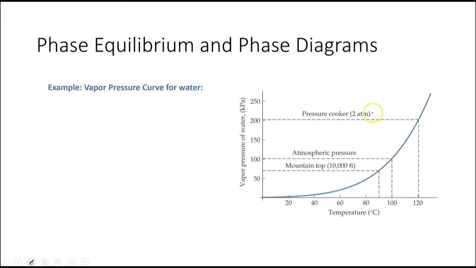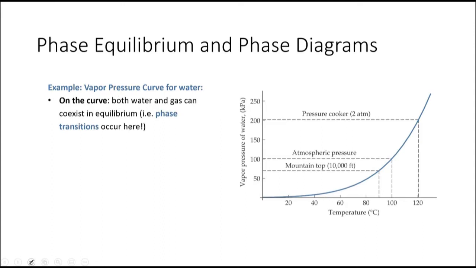So you can see in a pressure cooker, which increases the pressure, it doubles the pressure compared to atmospheric pressure, the boiling temperature of water is much higher. And this is actually what allows your food to cook more quickly in a pressure cooker, because the water is actually hotter in the pressure cooker than it would be if you were boiling on the stove.